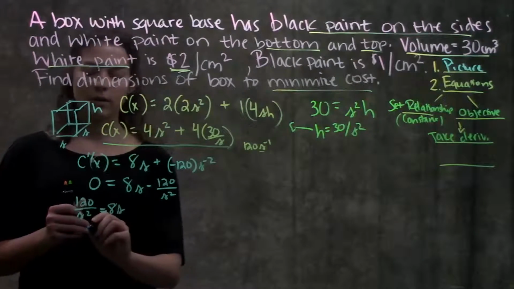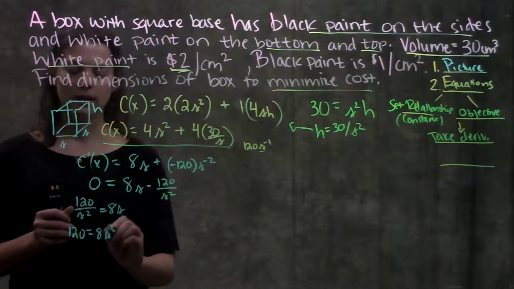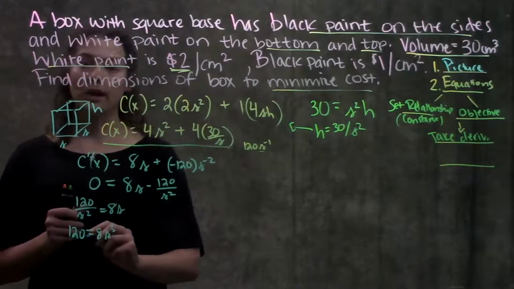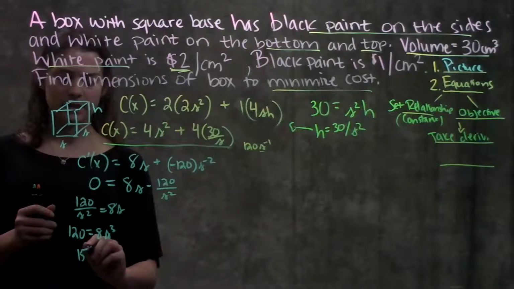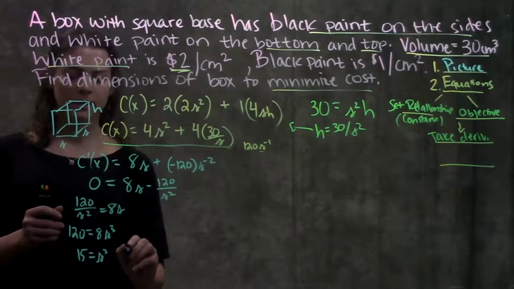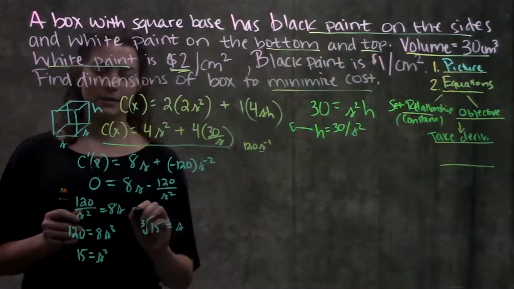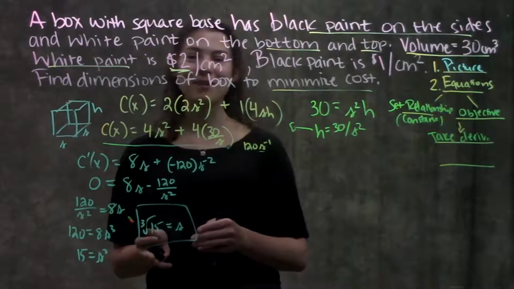Multiply my s squared over, and I get 120 is equal to 8s cubed. And solving for s, I divide by 8, so 120 over 8 simplifies down into 15. And taking the cube root, I get that the cube root of 15 is equal to s. Oh boy, that was a lot. But we have a value for s now.